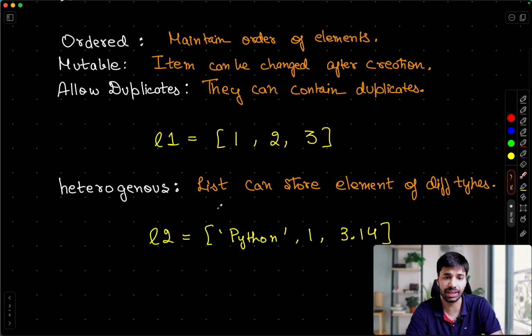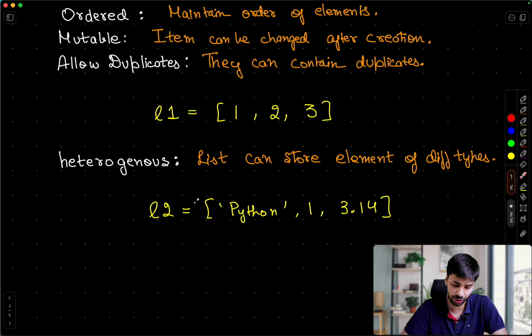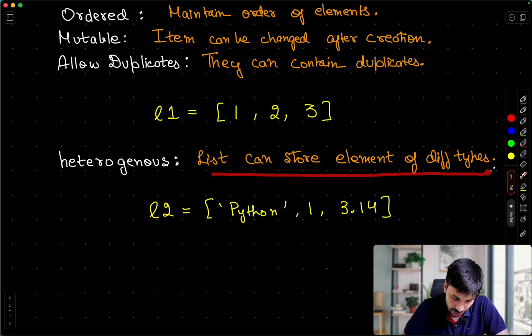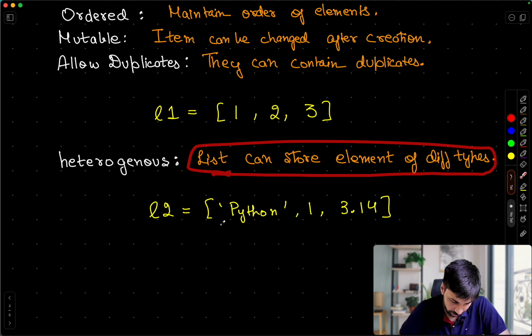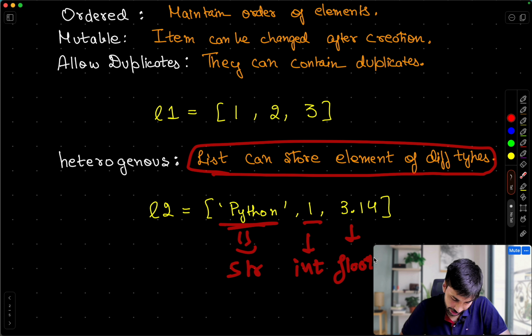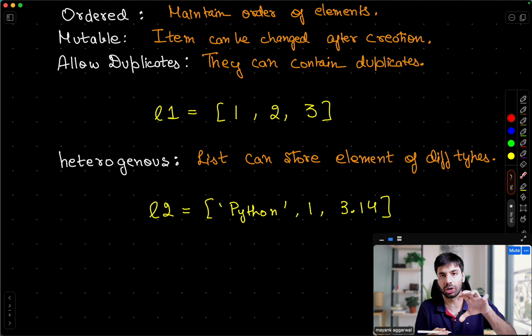And the last one is that lists are heterogeneous. Here I would like to give you a little idea about heterogeneous and homogeneous. Heterogeneous means the list can store elements of different types. So we know this is a string, this is a string, this is an integer, and this is a float. A list can store different types of variables under the same name. So in L1 you can have these different types of variables.